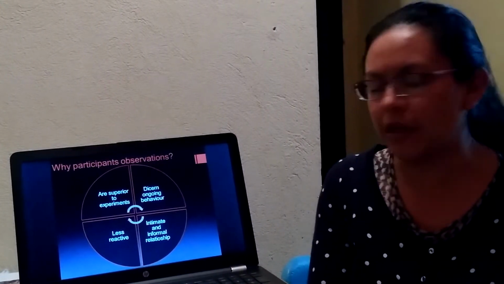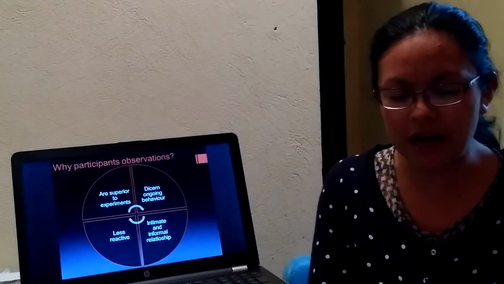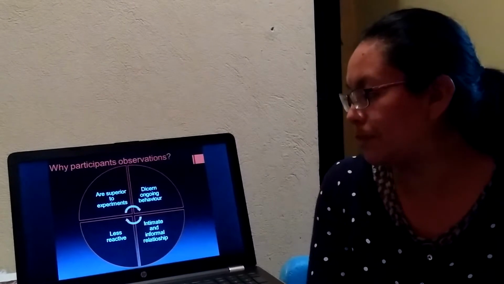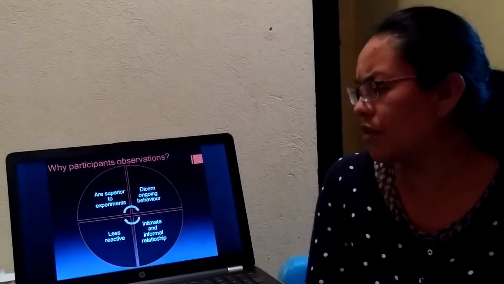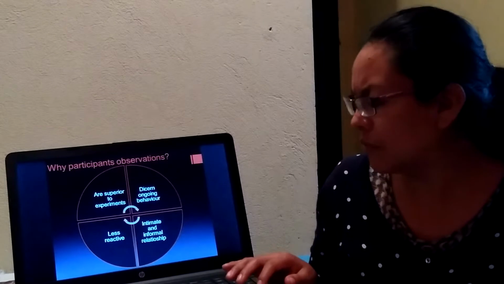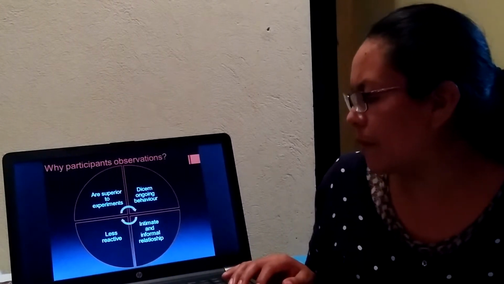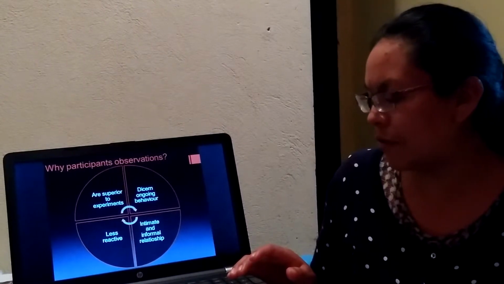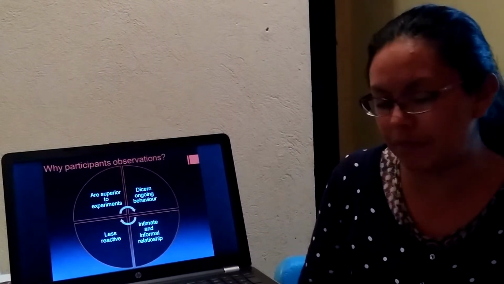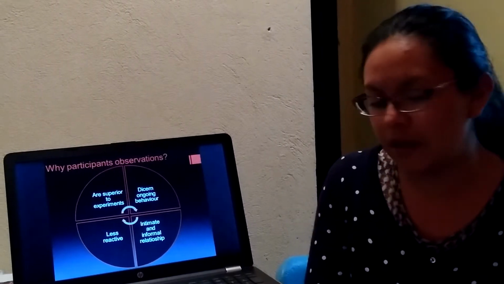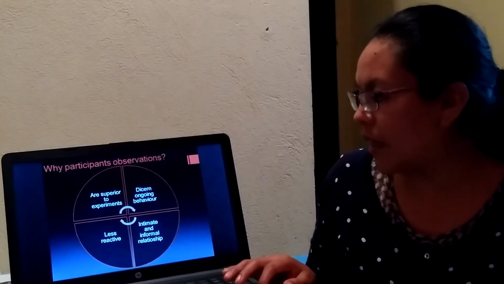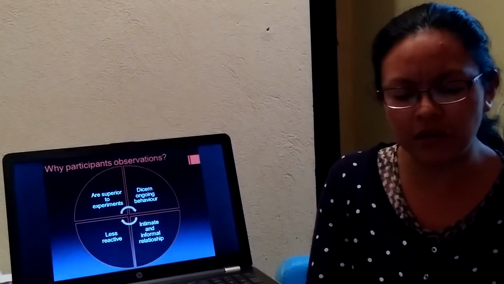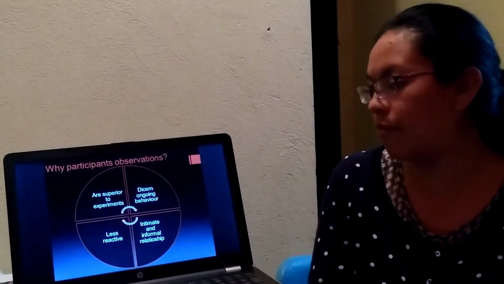Why participant observation? Observations are superior to experiments when data are being collected on non-verbal behavior. Observations discern ongoing behavior. The researcher is intimate and has an informal relationship with the people that he is working with. And observations are less reactive than other data gathering methods.